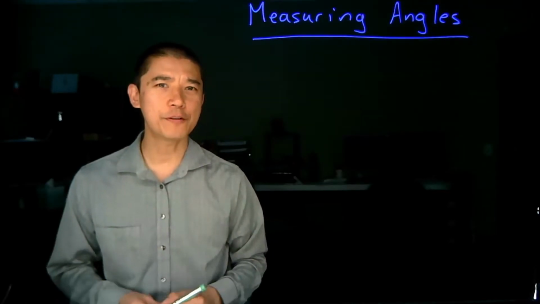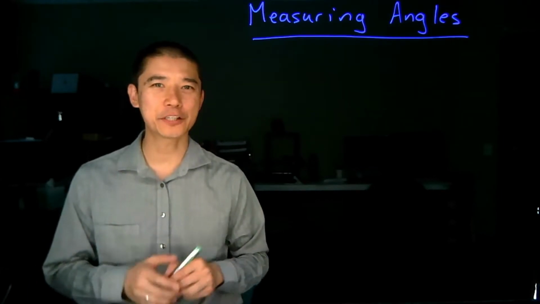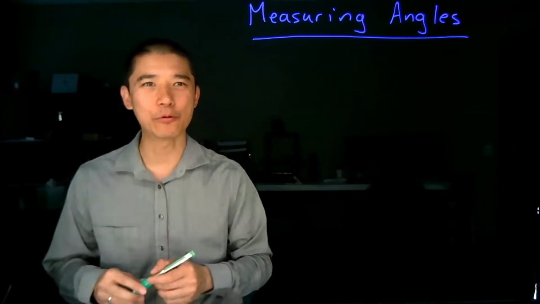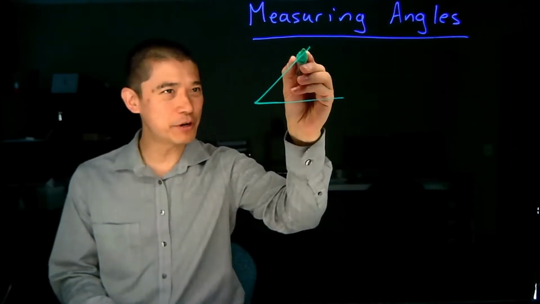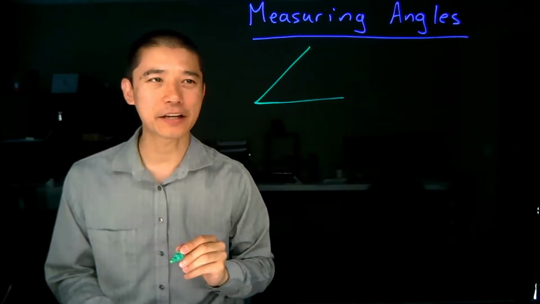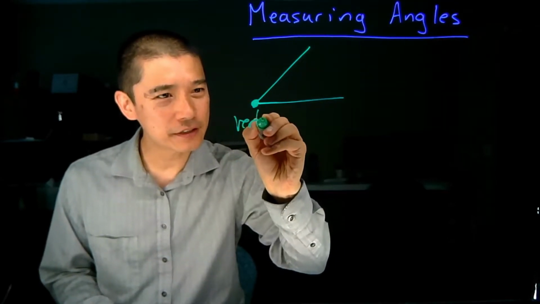Most students are already familiar with the concept of angles. However, it's important for us to go through the terminology just to make sure we have the right ideas and the right words. So, what is an angle? Well, an angle is what you get whenever you have two line segments that intersect. We call this point right here the vertex.